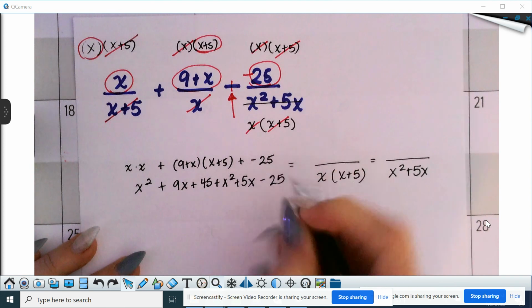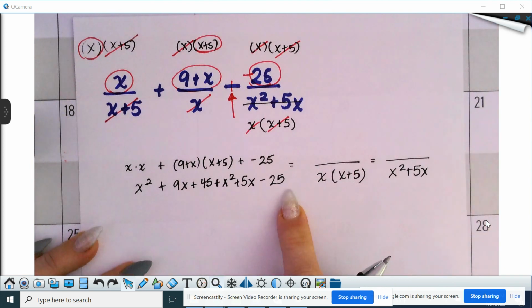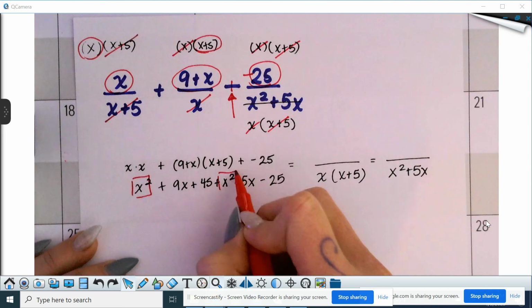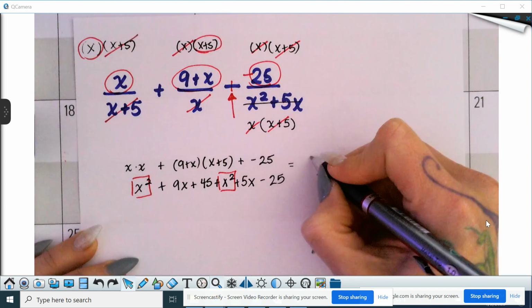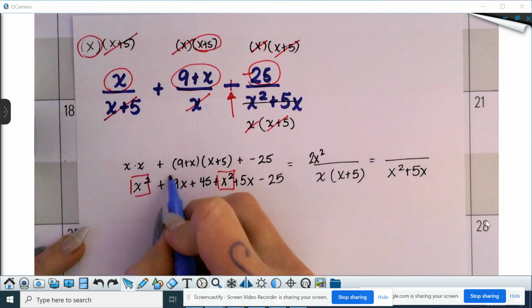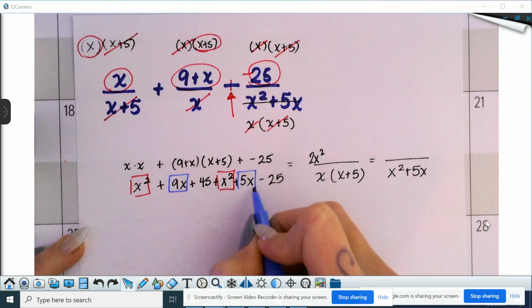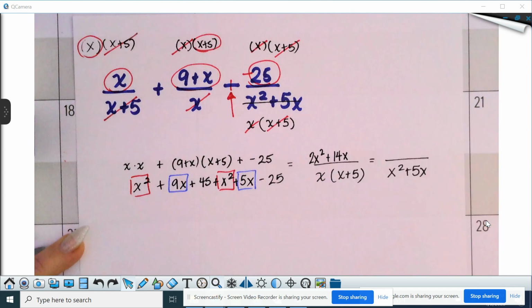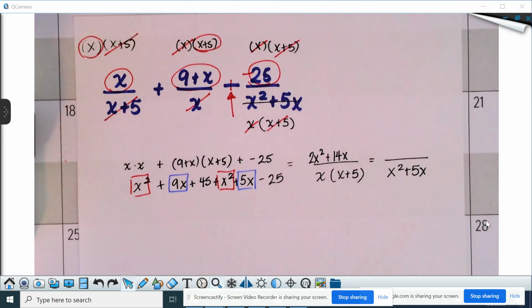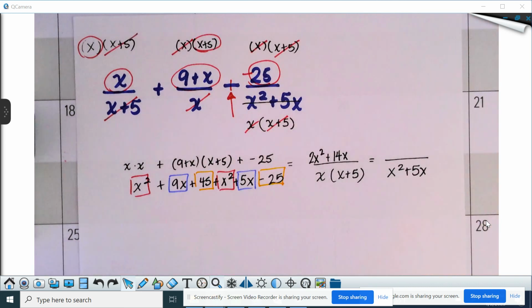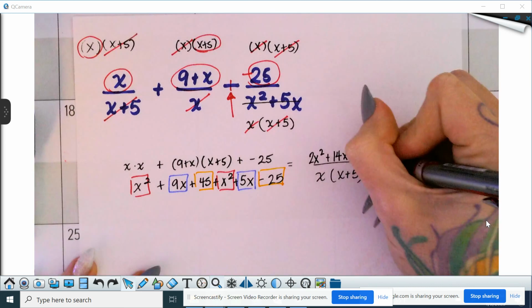Now you're going to clean all this up. So like terms. So I have x squared, so 2x squared. And then I want it in standard form. So x squared first. Then I have x, 9x and 5x, which is going to give me 14x. And then 45 and negative 25 are constants. So that's going to be plus 20.